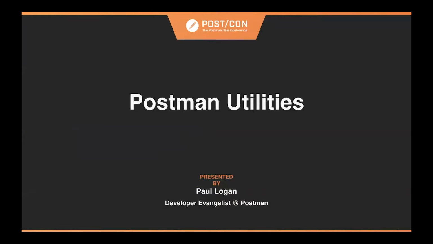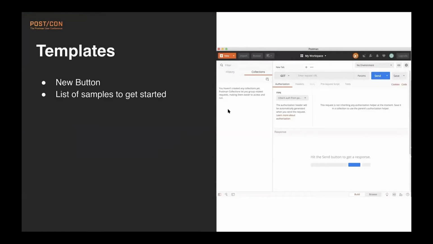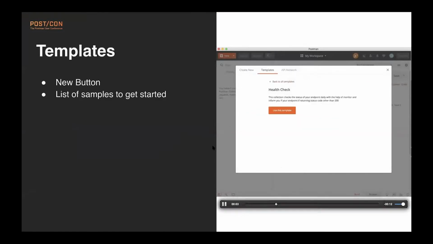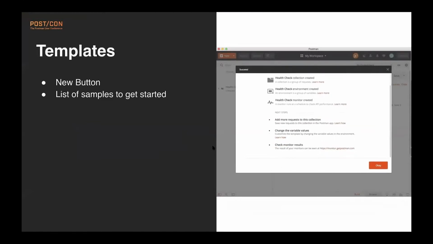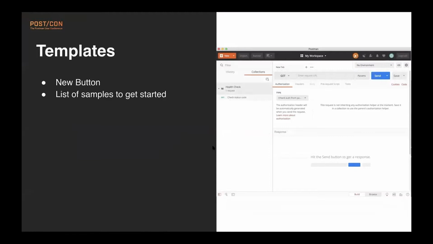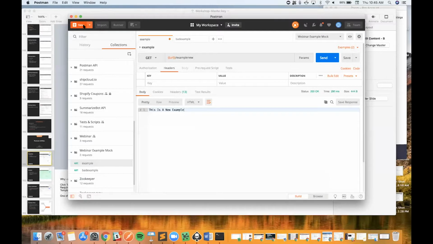So we're going to go ahead and dive right into Postman Utilities, which was originally presented by yours truly at the PostCon workshop. One thing that we have available in utilities is templates. Using the new button, we can click in and actually access templates. These are things that you set up and they pop right into your workspace. Here you see in this example that Health Check actually has created a collection with a request, and it additionally created a monitor. If we go back through that and pop into the app real quick, I will walk you through just how templates can be easily snagged.